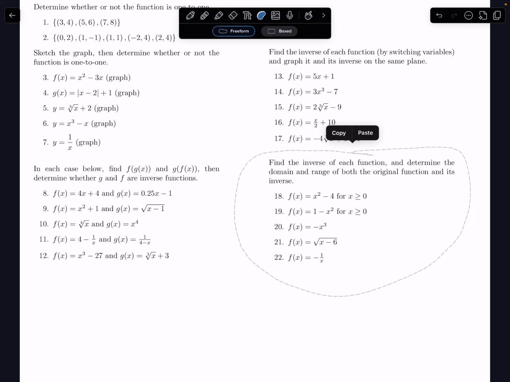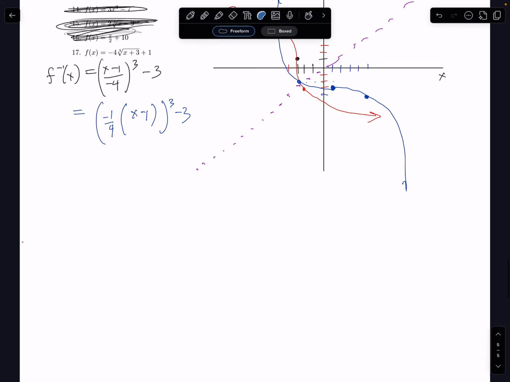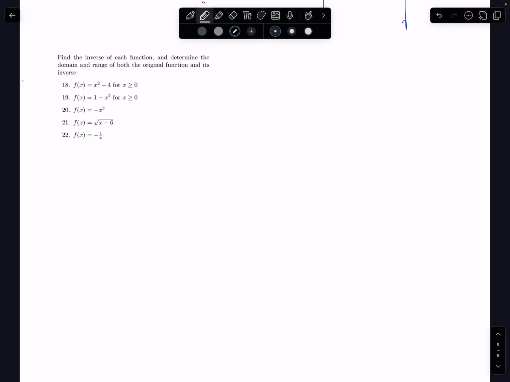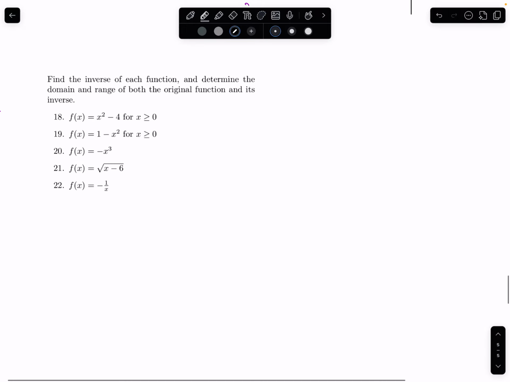So that's this set right here. Five more questions to go, and we are out of here, guys. Sorry, this is kind of a long section. A little longer than usual.